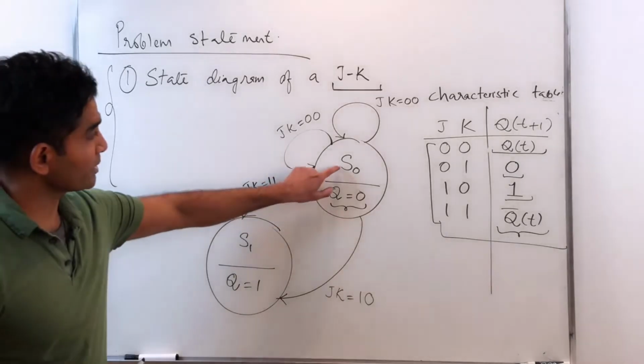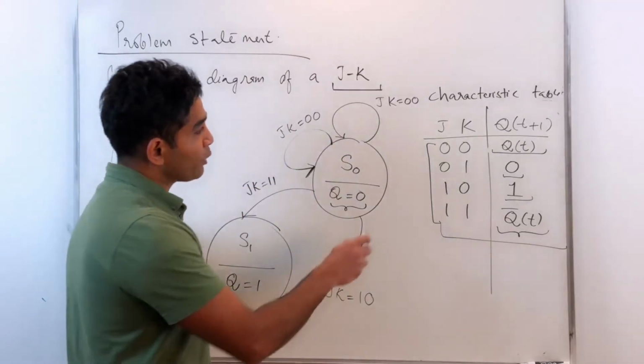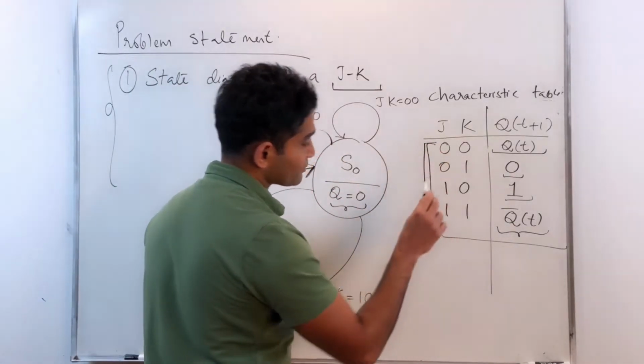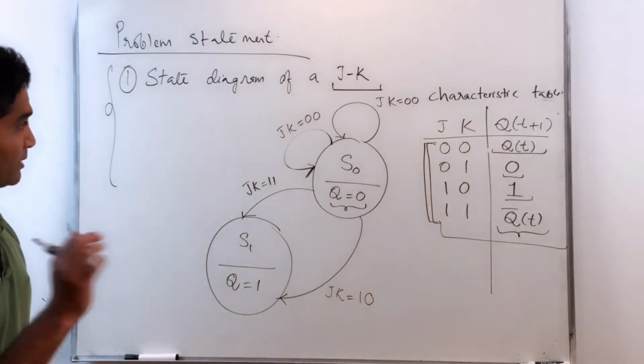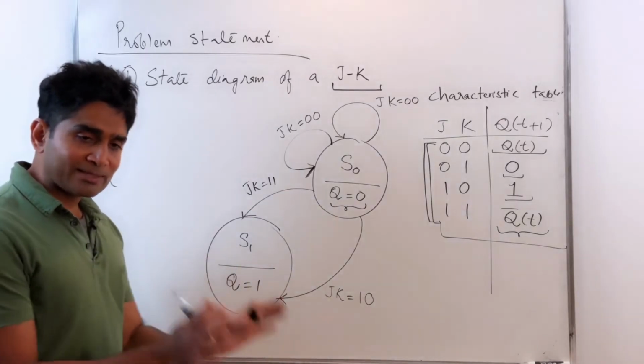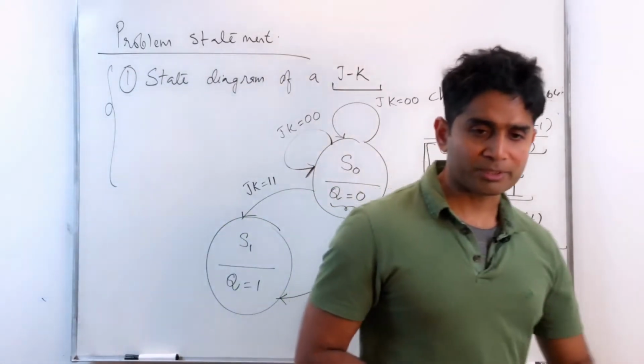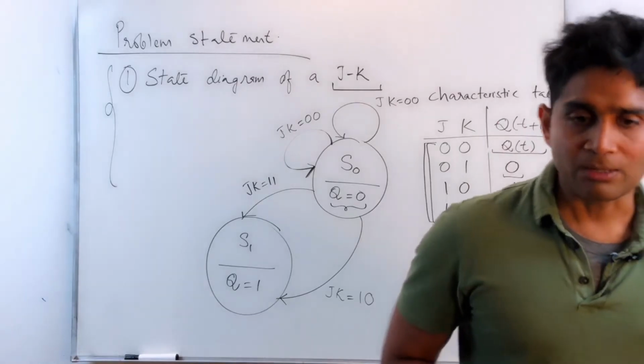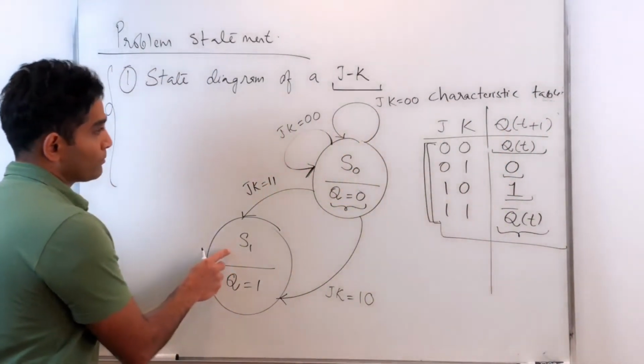So I'm done with S0 state. I've looked at all possible combinations of the inputs. I've exhausted all possible combinations of the inputs. Now I can move on to S1 state and do the exact same process, same routine. Okay. All right. So I'm in the S1 state now.